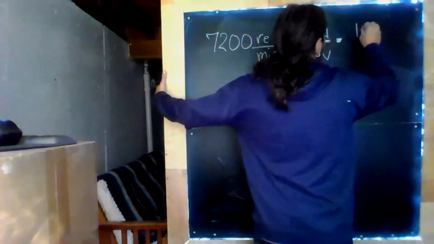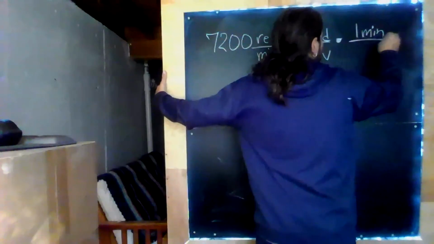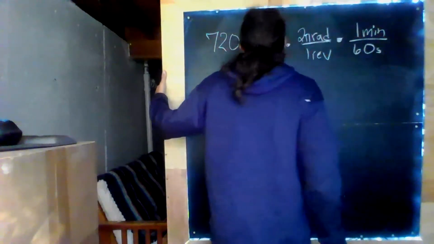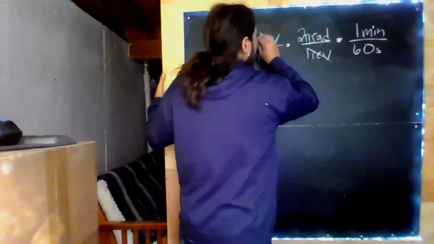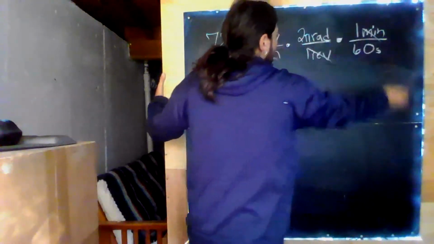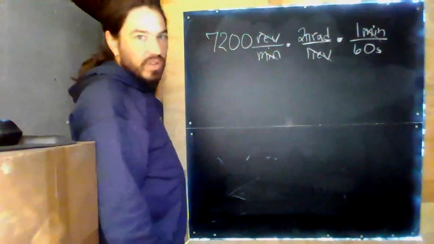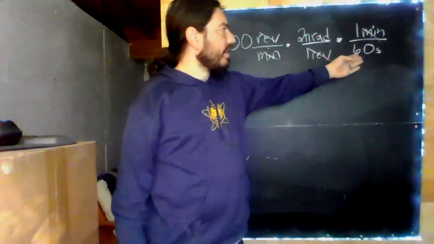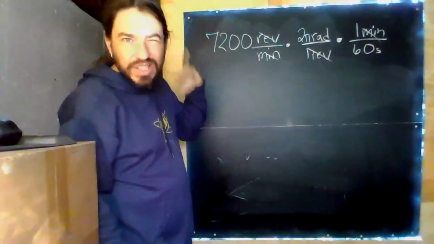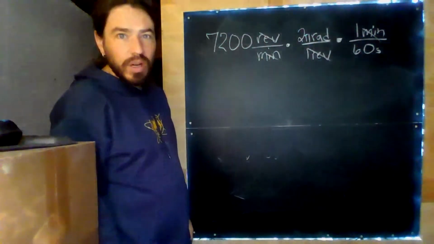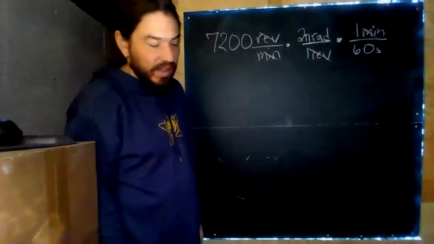And of course, 1 minute is 60 seconds. My revolutions cancel, my minutes cancel, and I should have an answer in radians per second. 2 pi is about 6, over 60 seconds, so we should be dividing this by about 10, right? It's good to have an idea of what you're shooting for before you even run your calculator.